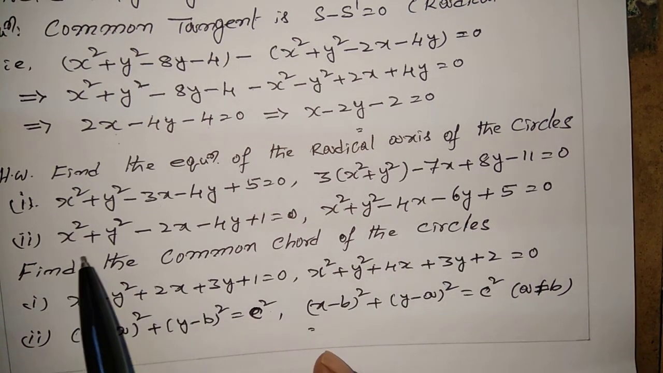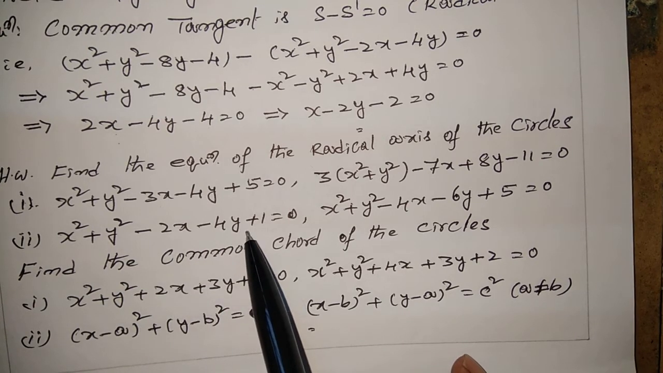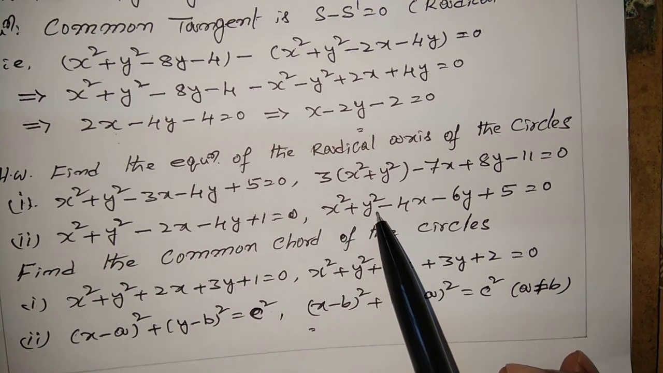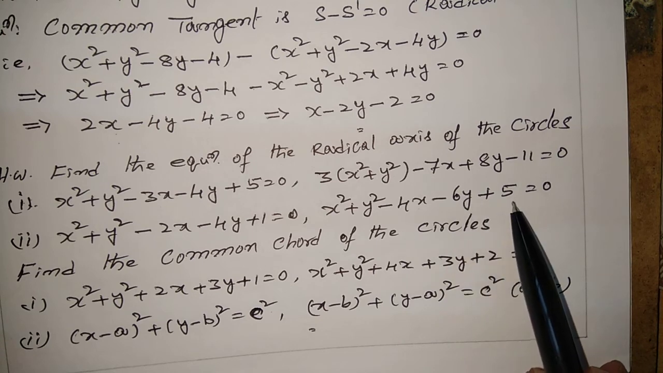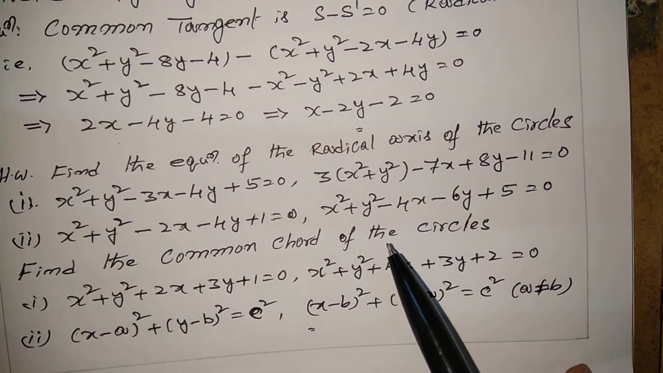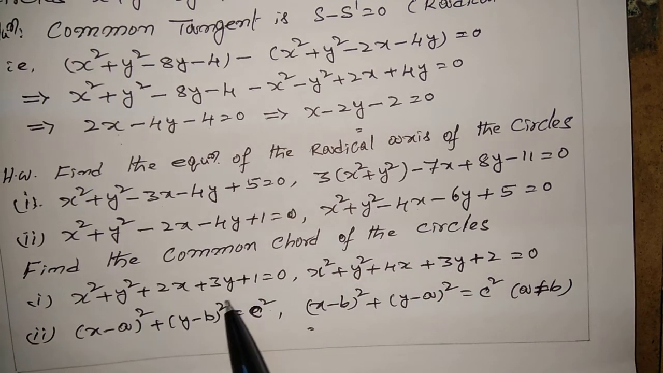Second one, directly. X square plus y square minus 2x minus 4y plus 1 is equal to 0, and x square plus y square minus 4x minus 6y plus 5 is equal to 0. Directly use the formula S minus S dash is equal to 0 in this case.